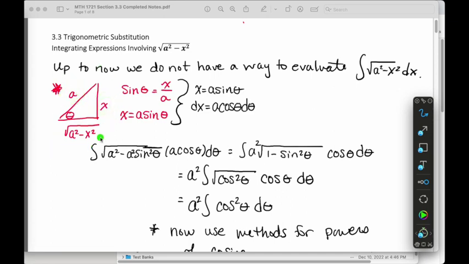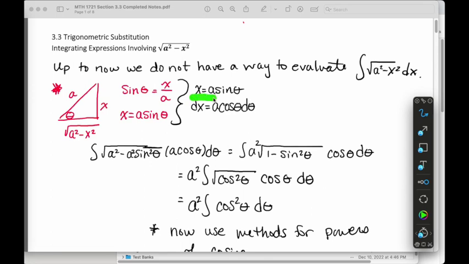Now that we have our triangle set up, I am going to create an expression for x. So x, if I look at this angle right here, sine of this angle is going to be opposite over hypotenuse. So that's x over a. Now when I rewrite that, solve for x, I get x is a sine theta. So this is what we're going to use to rewrite our integral when it's in terms of the square root of a squared minus x squared.